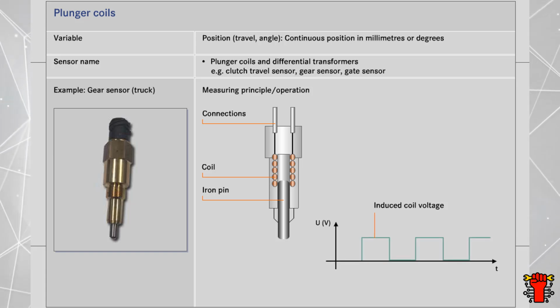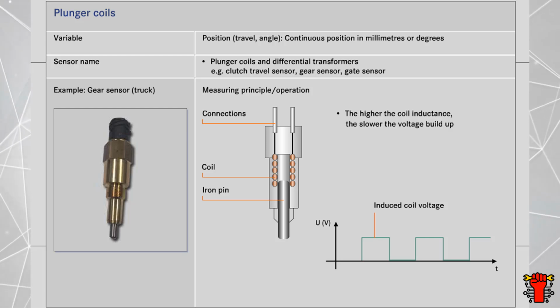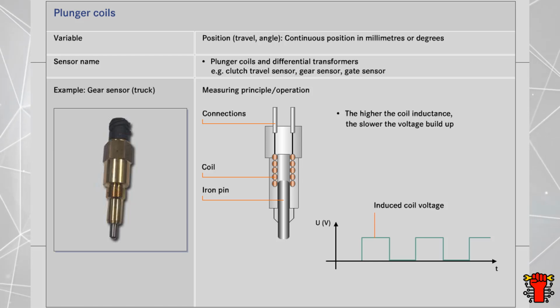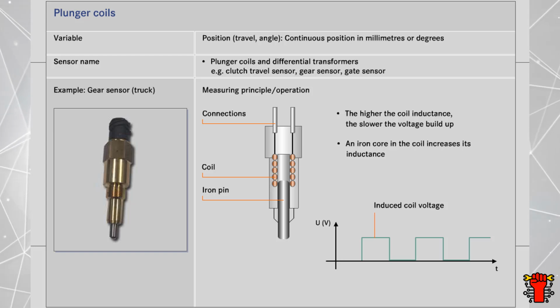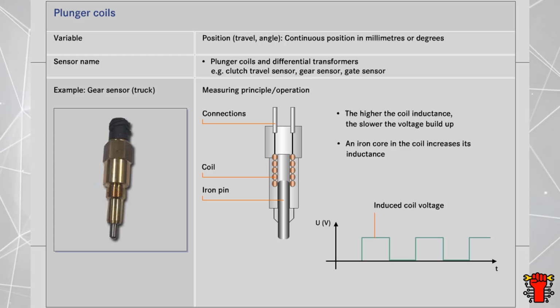The voltage builds up in the coil and then drops again in accordance with this cycle. In general, the higher the inductance of a coil, the longer it takes for the voltage to keep up with the applied signal. If the coil has an iron core, the inductance increases considerably. This relationship is used for the gear sensor.